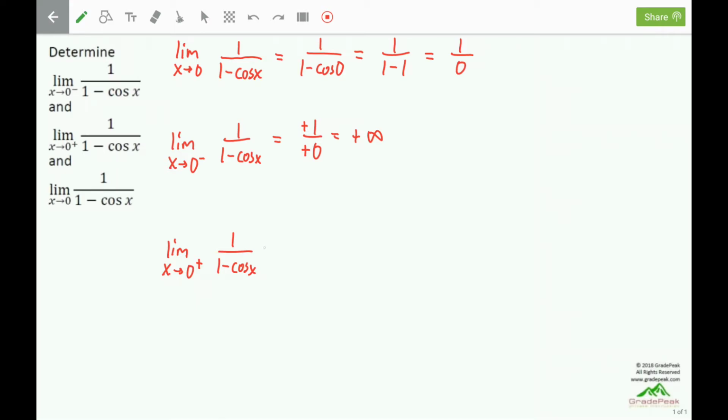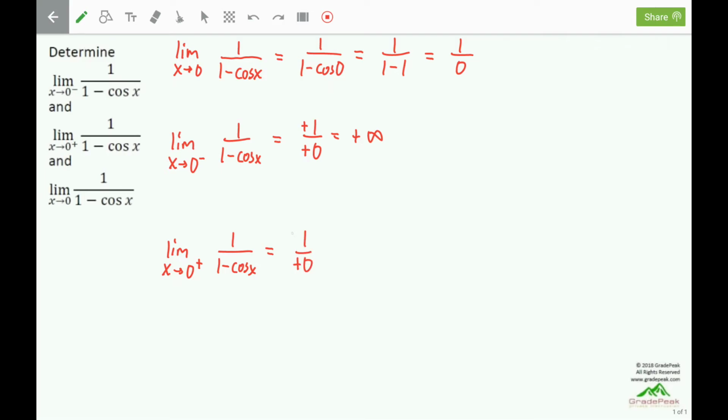The right-sided limit can be analyzed in a similar fashion. The right side of 0 is positive angles near 0. This will put it in the first quadrant. The cosine of 0 is 1. The cosine of something near 0 will be near 1, but it will be less than 1 because cosine never exceeds 1. And therefore, 1 minus something that's less than 1, like 0.99, will be a positive, though it will be near 0. So the 1 minus cosine of x can be replaced with a positive 0.